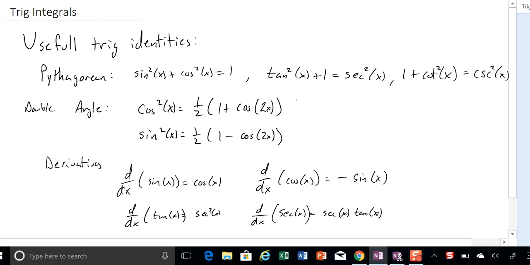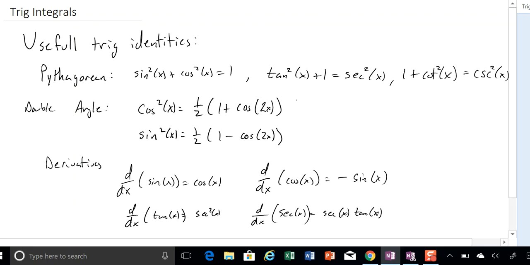But anyway, we're looking at some useful trig identities, the Pythagorean, and trig integrals, and it's nice to have some of those trig identities refreshed back up to the top of your memory. The Pythagorean identity: sine squared x plus cosine squared x equals 1. Tangent squared x plus 1 equals secant squared x, and 1 plus cotangent squared x equals cosecant squared x. Those are really nice, useful transformations that are helpful when you're doing these trig integrals.